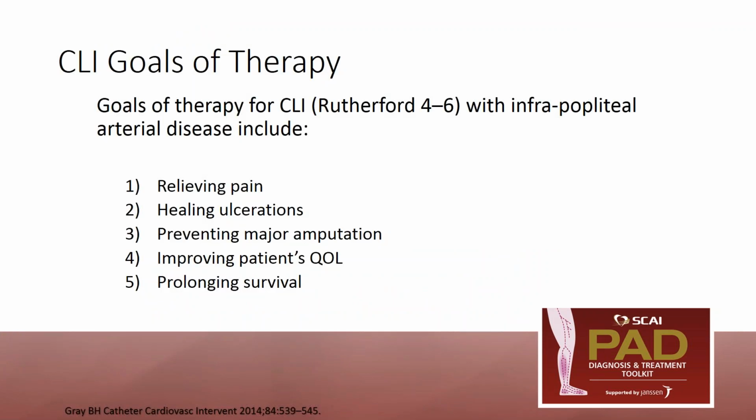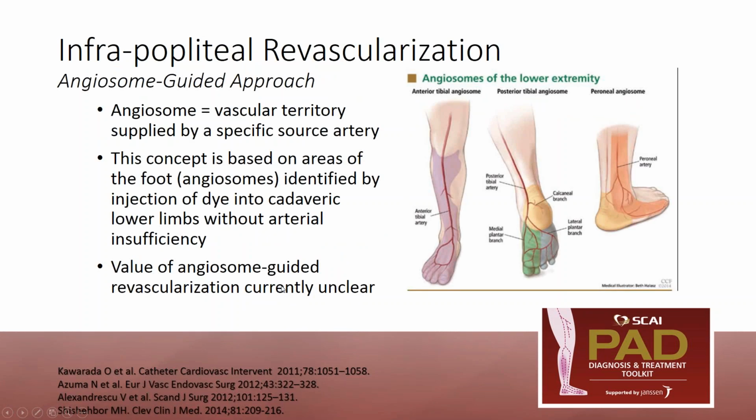Your goals of therapy with CLI, again, with Rutherford 4 being rest pain and Rutherford 5 and 6 being minor versus major tissue loss, are to relieve pain, heal the ulceration, prevent major amputation, and improve quality of life. Remember, patients with critical limb ischemia have a quality of life equal to that of terminal cancer, and it's critical that we improve their quality of life as well as prolong their survival, both with the intervention, but mainly with good medical therapy.